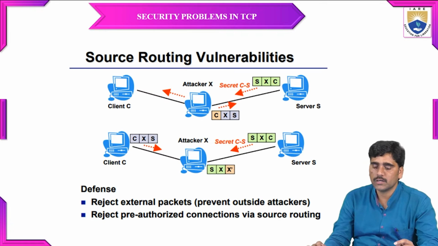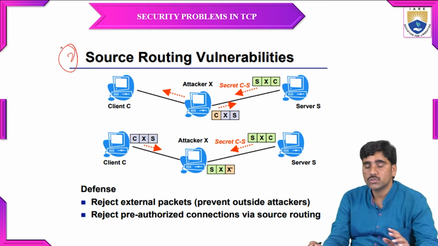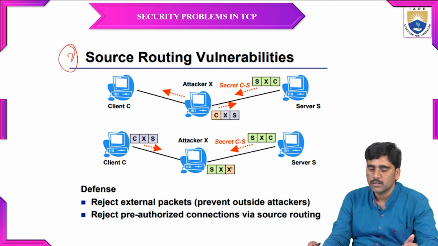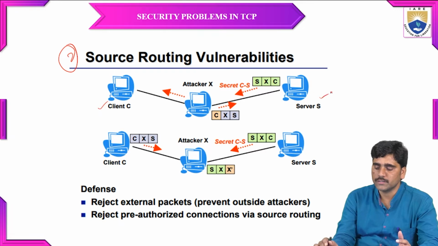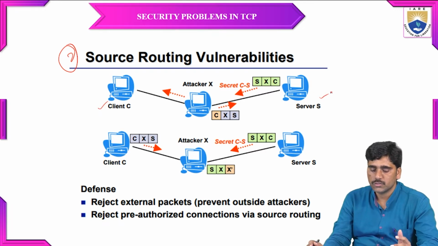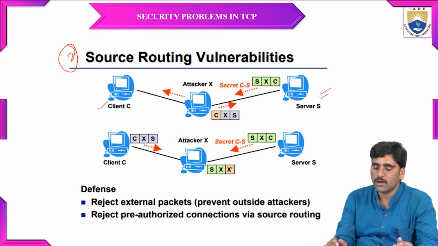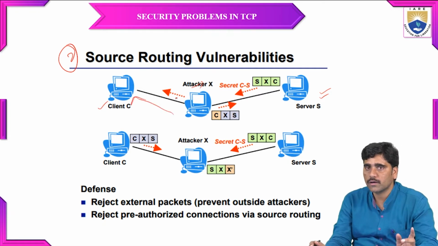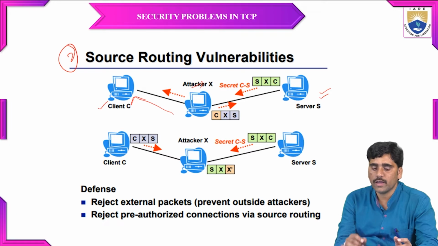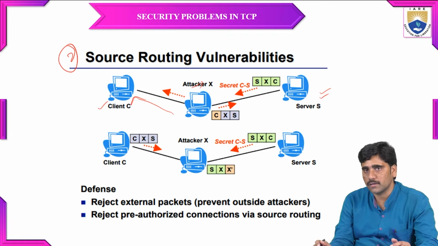And the second one is source routing vulnerabilities. To transfer the data, we use the source as well as the destination. The client is contacting the server. In the middle, the attacker takes control over the client. The attacker hacks the client system and is able to act like a client.